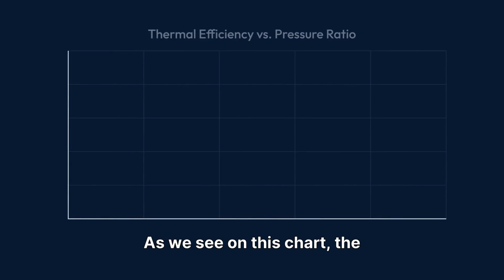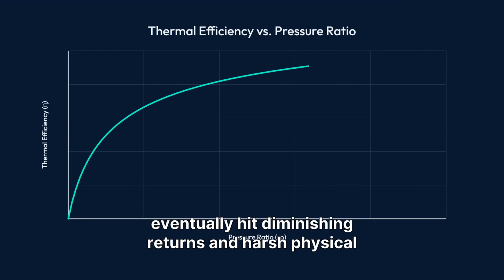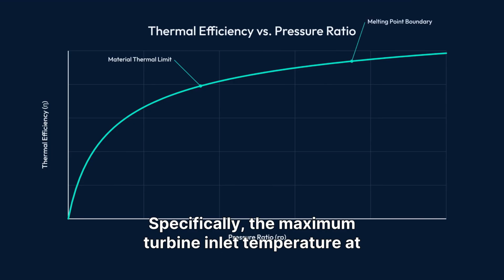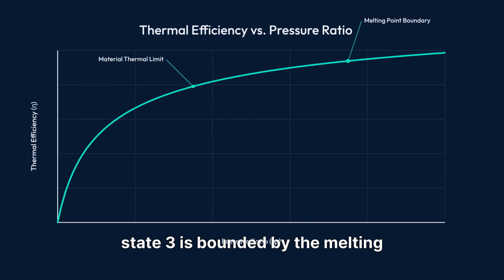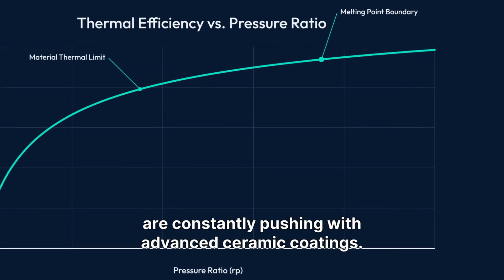As we see on this chart, the gains are significant early on, but we eventually hit diminishing returns and harsh physical limits. Specifically, the maximum turbine inlet temperature at state 3 is bounded by the melting point of our materials, a frontier we are constantly pushing with advanced ceramic coatings.